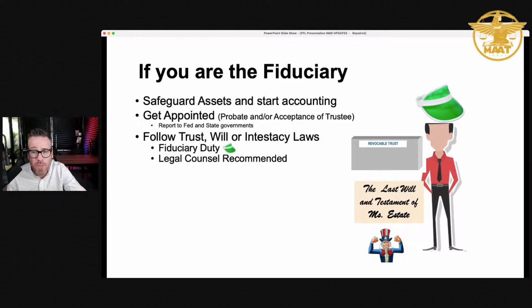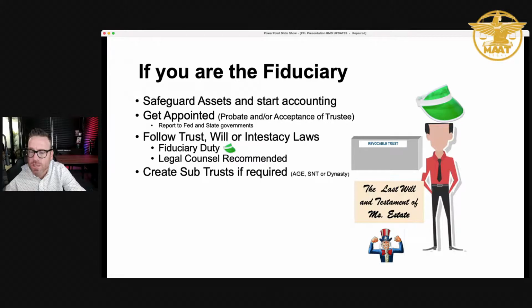The court doesn't really care about that. If you violate that fiduciary duty, even if you're trying your best, if you do something that causes the assets in the trust or estate to lose value, then you're personally liable for that as the fiduciary. That's why I recommend legal counsel. Get someone to help you in that position to make sure you're doing things fairly and you're not going to get sued by your siblings.